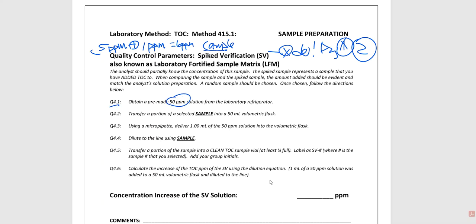Obtain a pre-made 50 ppm, just as before. You're going to transfer a portion of your sample, not water, a sample. The sample is going to go into a 50 milliliter volumetric flask. We have to be very particular with the volumes that we're using because we're trying to calculate the exact concentration that this sample should be after I spike it.